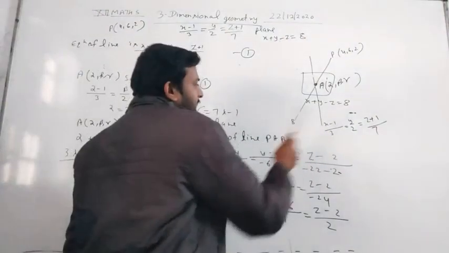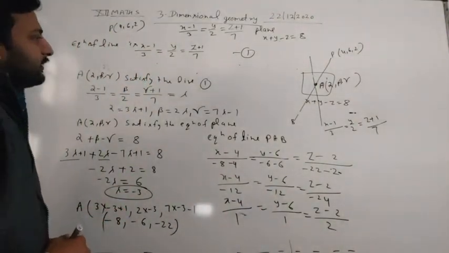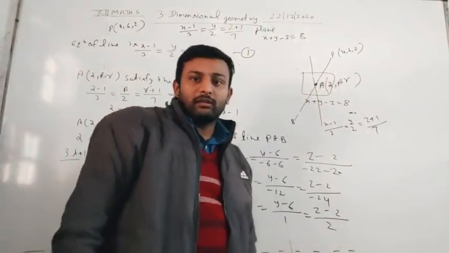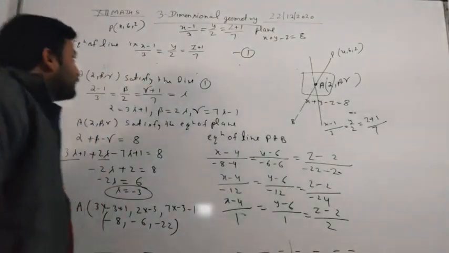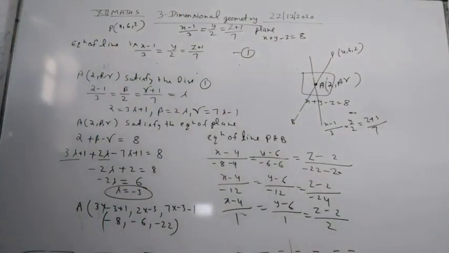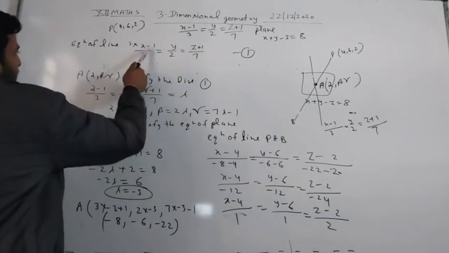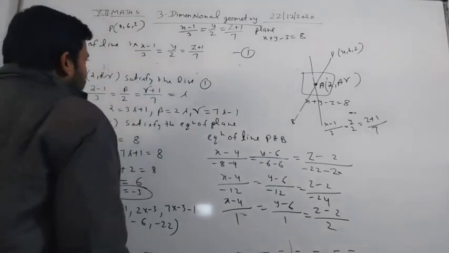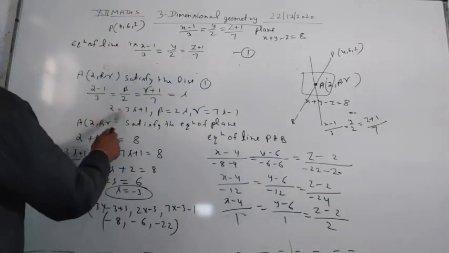This line is given. Now we take the intersection point of this line and plane as our point A, whose coordinate is alpha, beta, gamma. So alpha, beta, gamma satisfies the equation of this line. So we write alpha minus 1 by 3, beta by 2, gamma plus 1 by 7, which is equal to lambda.